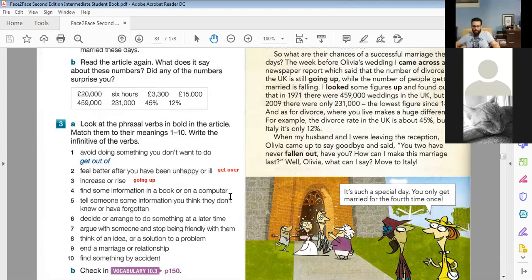Looked up. Let's write it. Okay, what about number 5? Point out. Yeah. Correct. You point out something to someone. Number 6? Okay.